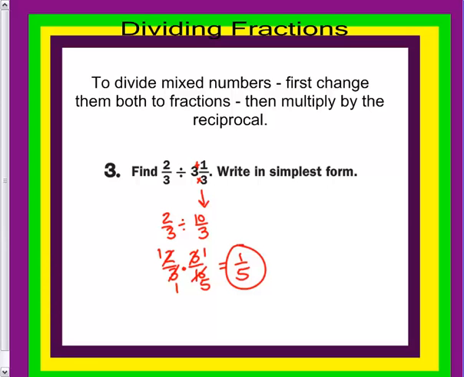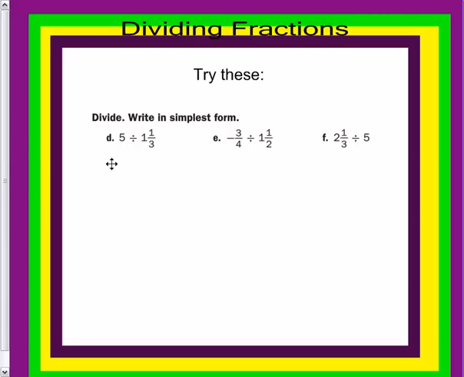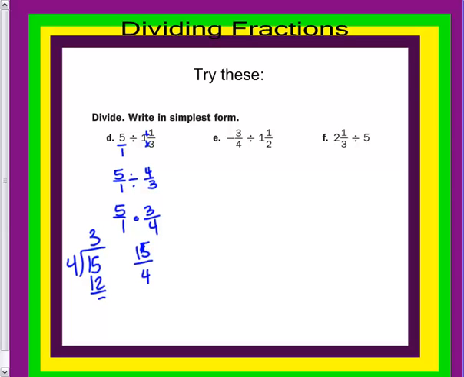All right, so I want you to try these 3 for me. Pause the video. I'll be back in just a second to show you what to do. Okay, so this is like a 5 over 1, so we leave it 5 over 1 divided by, and then 1 times 3 is 3 plus 1 is 4, so 4/3. So now 5 over 1 times 3 over 4. 5 times 3 is 15, and over 4, so we've got 15/4, and that is improper. So 4 goes into 15 a total of 3 times, which would be 12, and 3 left over.